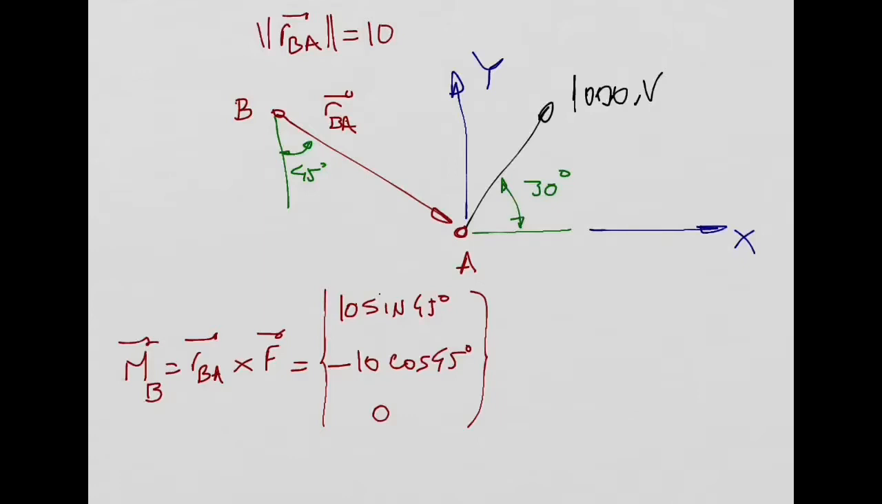Now, cross product with my force vector. My force vector is 1,000 newtons. So what is the x component of my force vector? Cos 30, right? Times 1,000 newtons. Agree? So we have 1,000 cosine of 30 degrees.